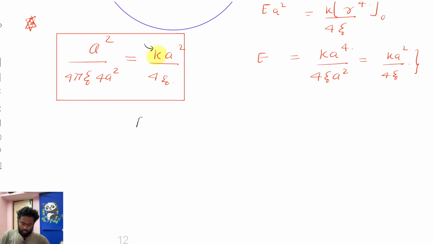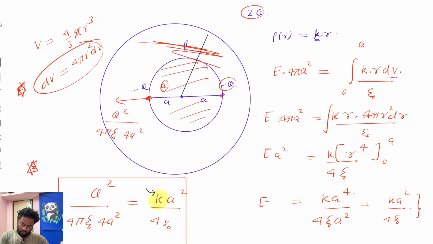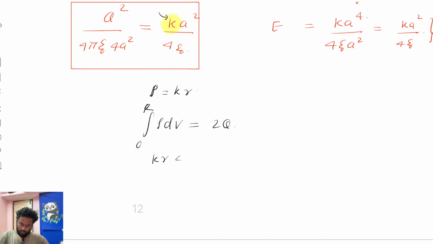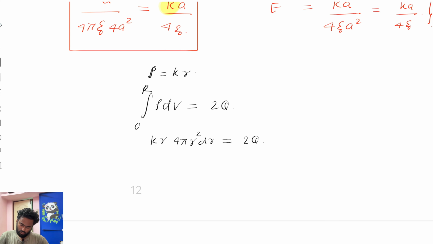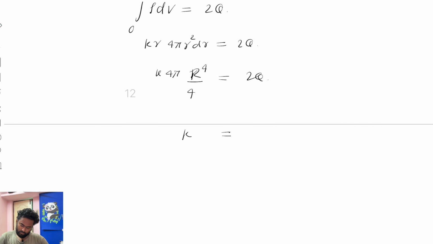So density is given as kr. If you integrate rho dV over the limit 0 to the total radius R, you will get the total charge of the sphere. Now rho is kr, dV is 4 pi r square dr, and that is 2q. So k into 4 pi, r power 3 will be there, r power 4 by 4, 0 to R, so it will become capital R power 4 equals 2q. So what is the value of k here? 2q upon pi R power 4.